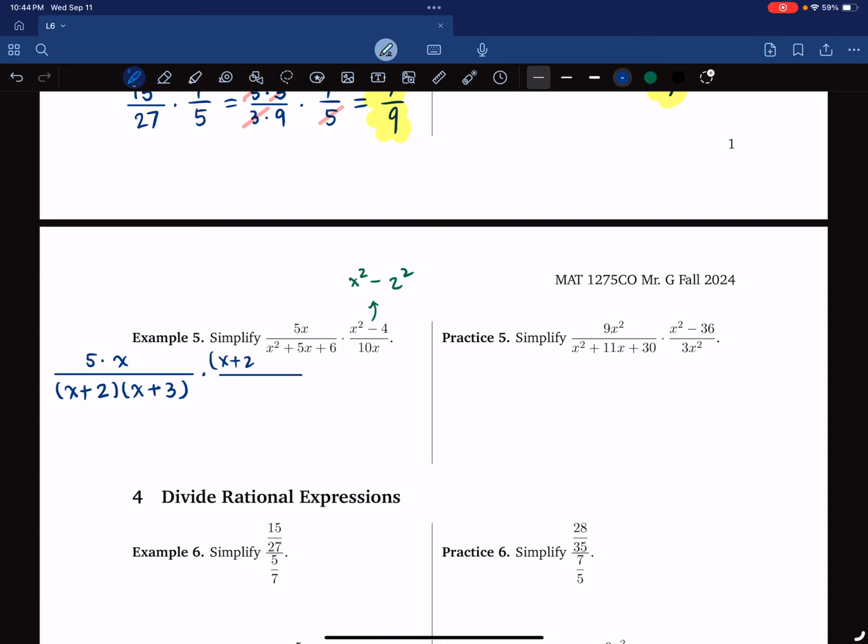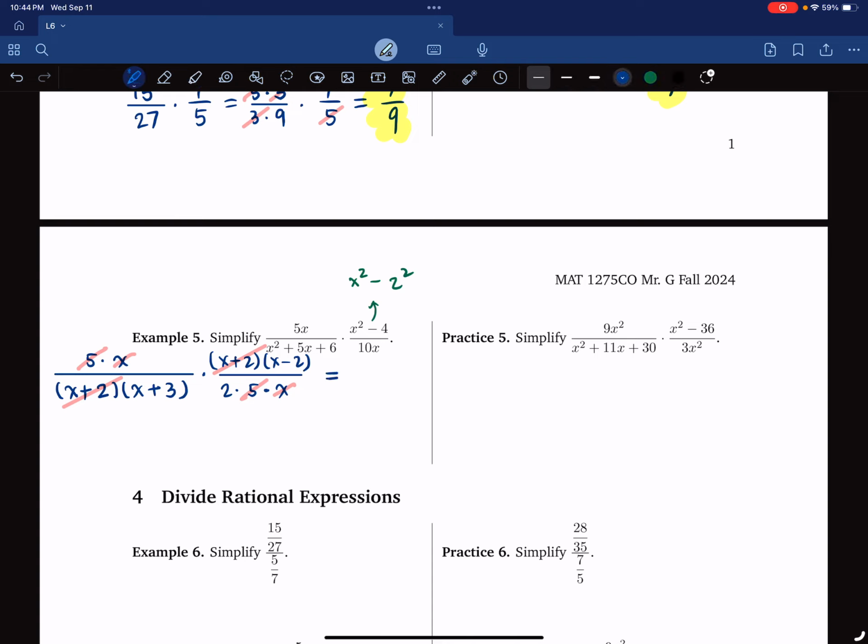x plus 2, x minus 2. And then for the denominator, it's 10x. I'm going to factor into 2 times 5 times x. I did it because there is a 5 on the top, and that's a common factor. Now let's cross out the common factors, which is my favorite part. We have 5 and 5, cross them out. We have x and x, cross them out. We have x plus 2, x plus 2, cross them out. And then we're going to write down what's left.